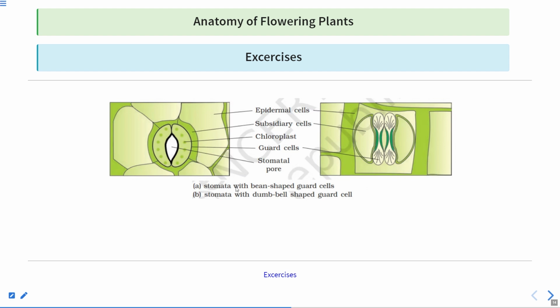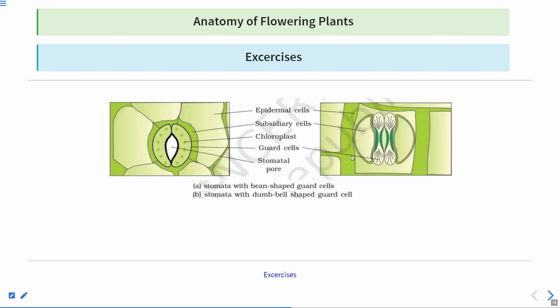Okay, so this is about the bean-shaped cells. Now here you can see the dumbbell-shaped guard cells. Dumbbell-shaped. So here you can see the hand region where you hold the dumbbell, that part is highly thickened, whereas the other part, the bulging part outside, is not so thickened. And you can see the two subsidiary cells, which are very, very large cells surrounding the two guard cells. They are the subsidiary cells, and you can see the stomatal aperture is also there.